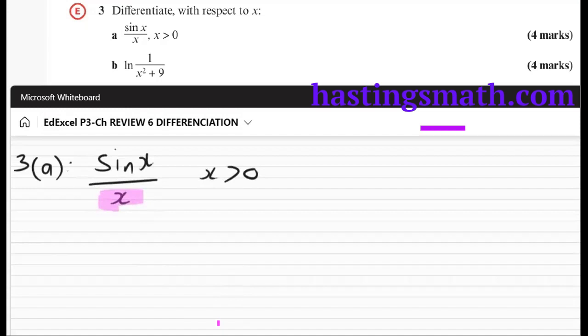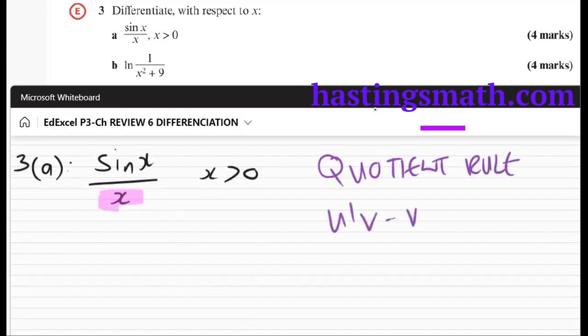The mark scheme suggests using the quotient rule. The quotient rule is u dash v minus v dash u over v squared, where u is the top function and v is the bottom function. So you could do this, and that's the suggestion. There's nothing wrong with it, but I very seldom use the quotient rule for these sorts of questions.